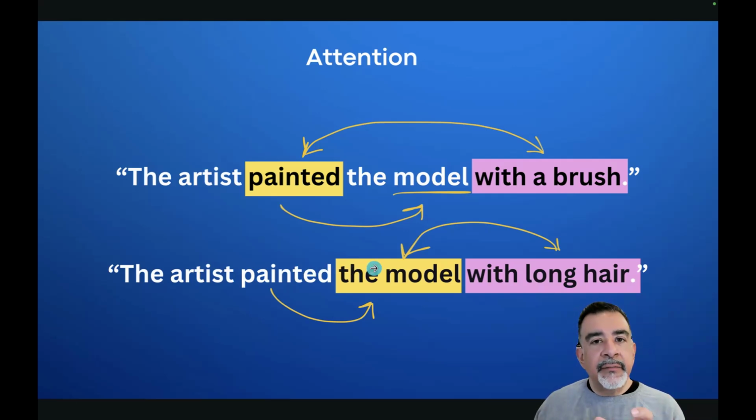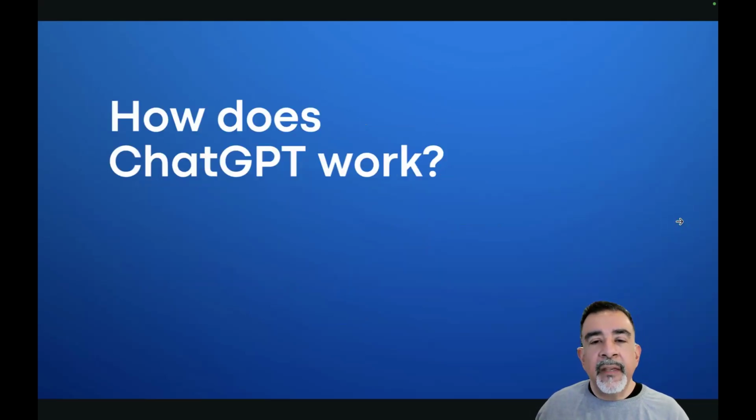And so that kind of understanding of relationships between words is called attention. And that is the new innovation that transformers brought to the table: being able to understand these complex relationships going backwards and forwards between words and sentences. So with that, let's take a look at how ChatGPT works.